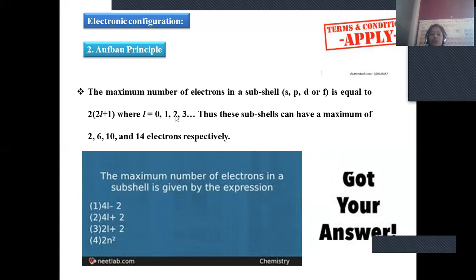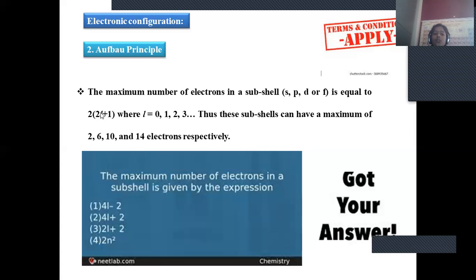When you go with l is equal to 2, meaning d orbital, how many electrons? Let us see. The l value is 2, right? 2 into 2 is 4, 4 plus 1 is 5, 5 into 2 is 10. So here, maximum d orbitals will accommodate 10 electrons. Let us move on to l is equal to 3, meaning f orbital. 2 into 3 is 6, 6 plus 1 is 7, 7 into 2 is 14. 14 electrons. The f subshell accommodates 14 electrons. This is about the formula for filling electrons in subshells.